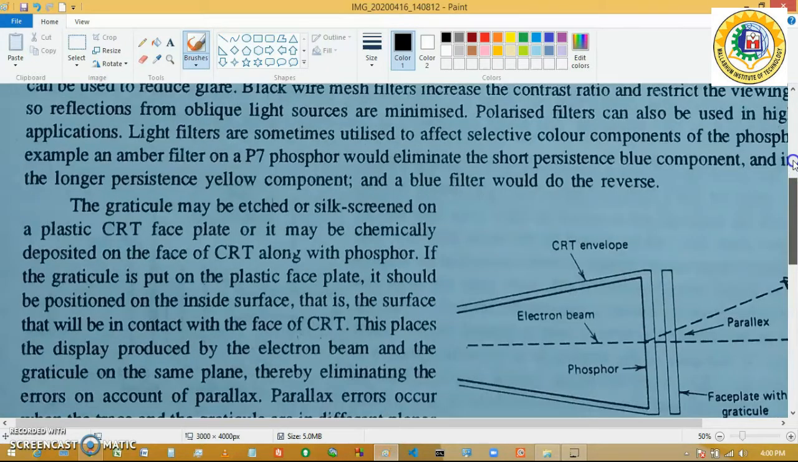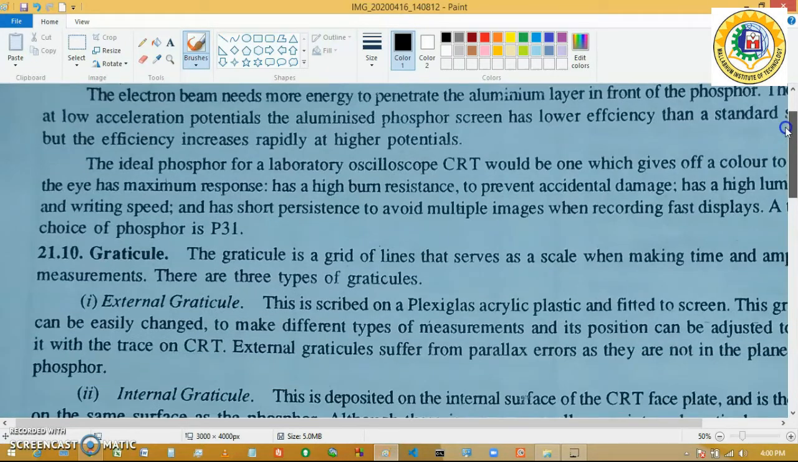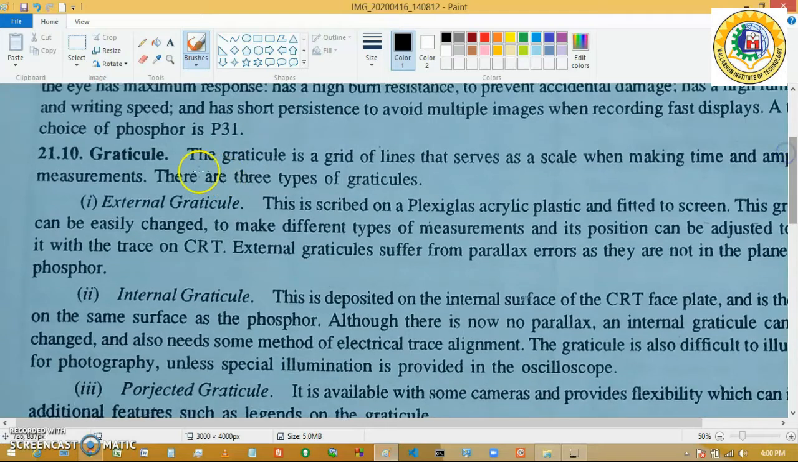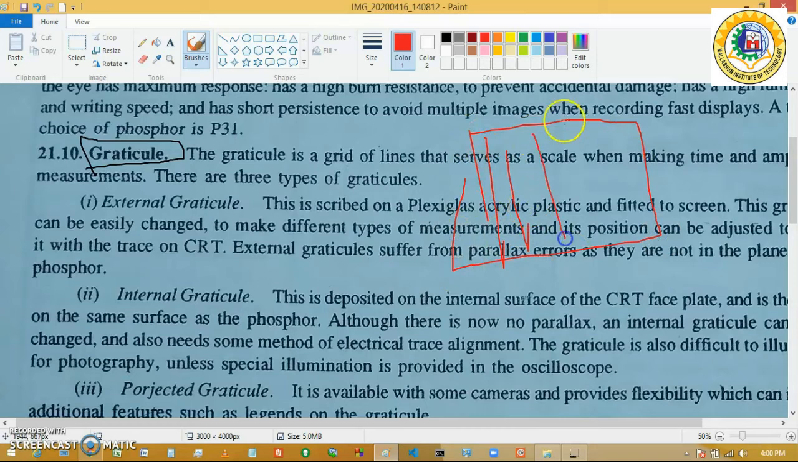Next, graticule. What do we mean by graticule? In the front panel of the CRO, all of you can see this type of grid. This type of grid can be attached externally, can be made internally, which cannot be changed, or can be projected to make different types of measurements or different types of waveforms. So they are called graticules.